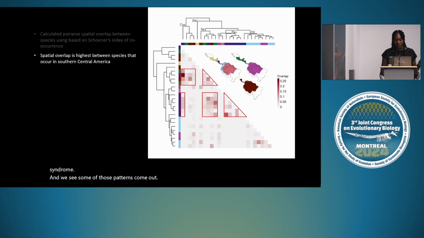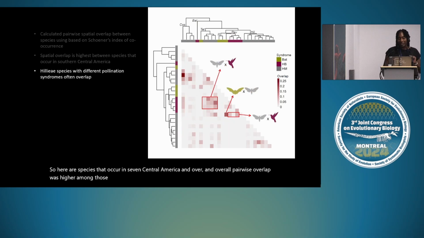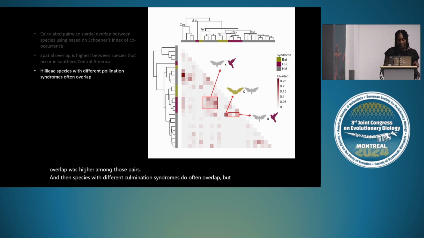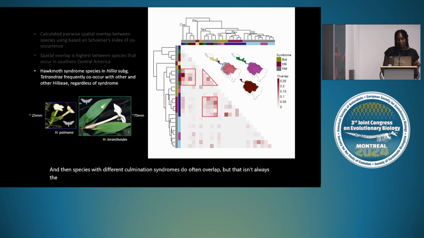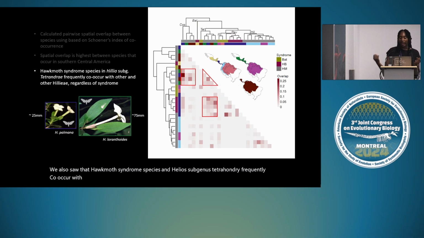So here are species that occur in southern Central America, and overall pairwise overlap was higher among those pairs. And then species with different pollination syndromes do often overlap, but that isn't always the case. We also saw that hawk moth syndrome species in Hylia subgenus Tetrandri frequently co-occur with each other and with other Hylia regardless of pollination syndrome.